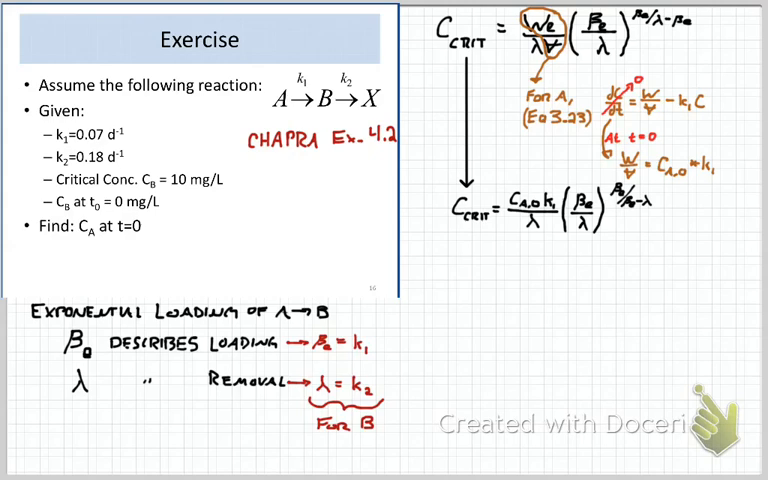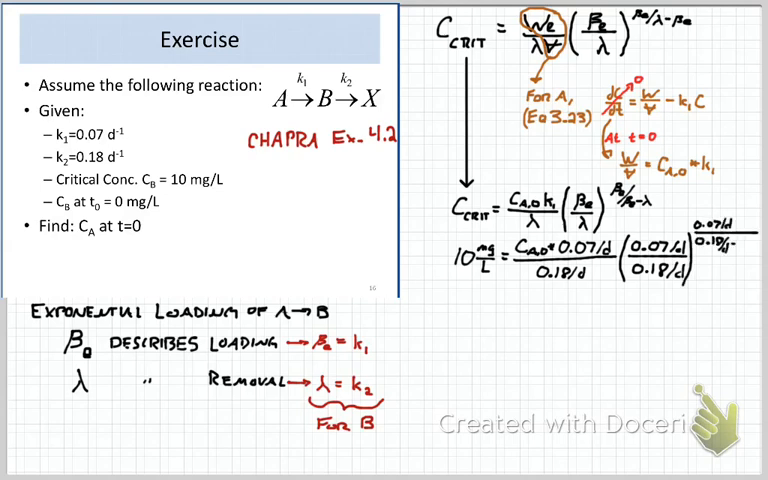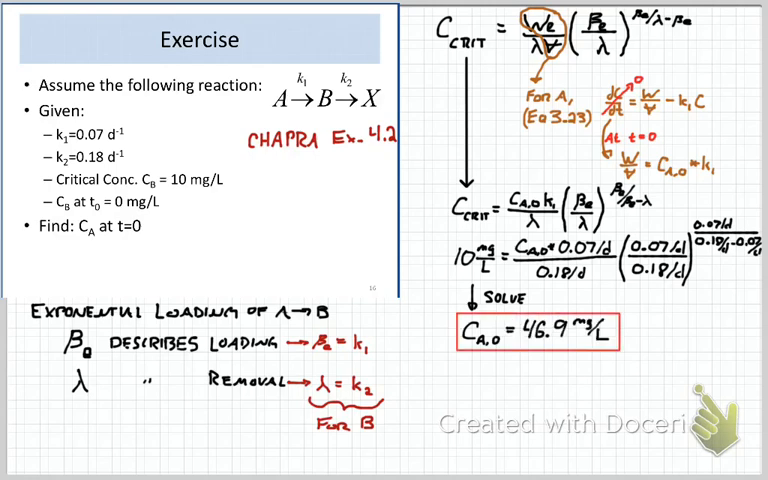Now it looks like this. And we've got one equation, one unknown, the concentration of A at time 0. We can substitute in all concentrations in milligrams per liter and all rates in per day. And if you go through the algebra, you find a solution of the initial concentration in A at 46.9 milligrams per liter.